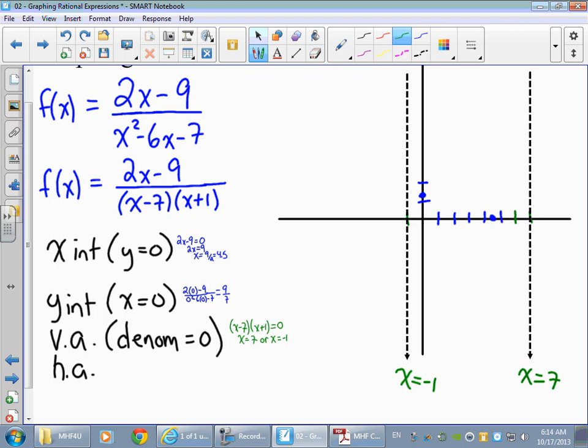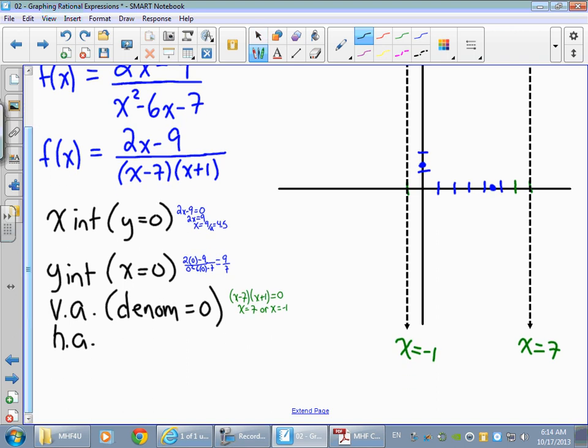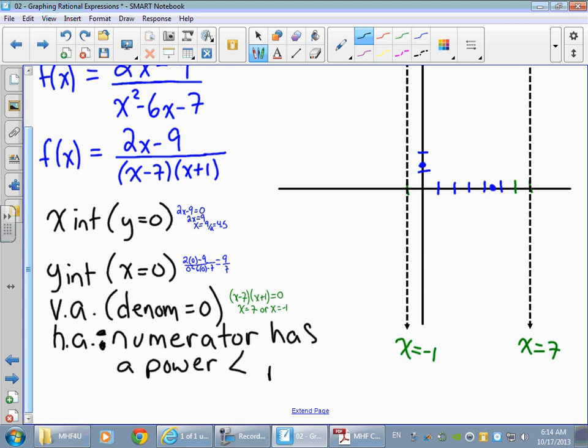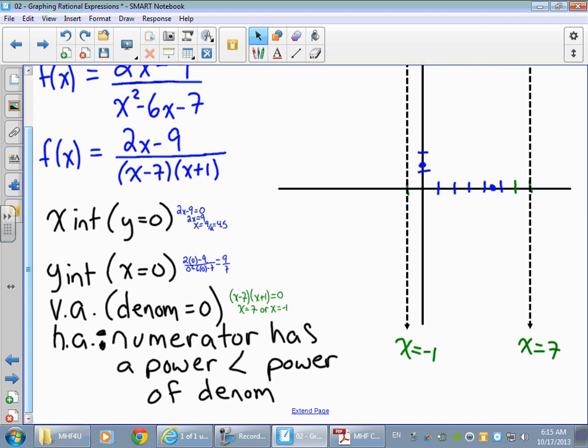Horizontal asymptotes. So this example is showing something very specific. It's showing an example where my numerator has a power which is less than the power of the denominator. Okay? So the degree of the numerator is greater than the degree of the denominator.